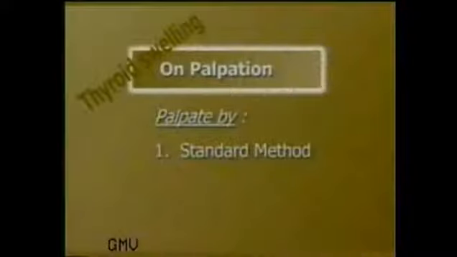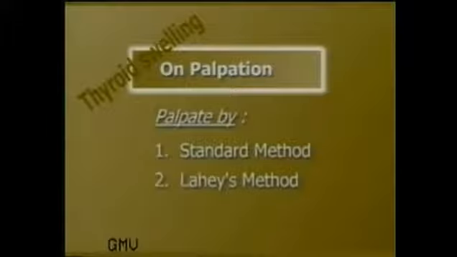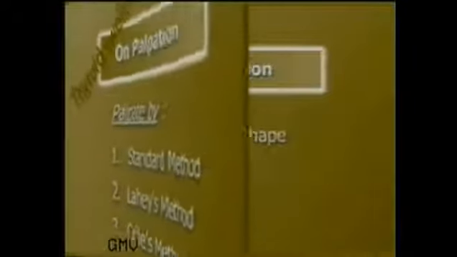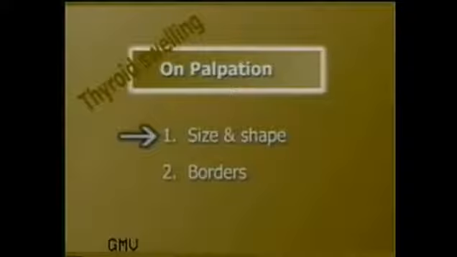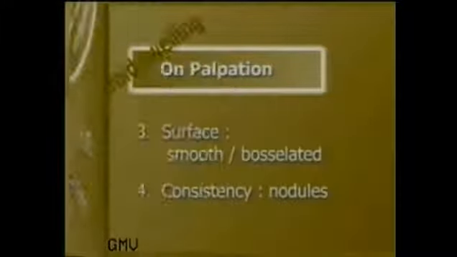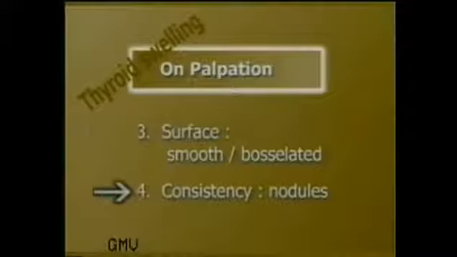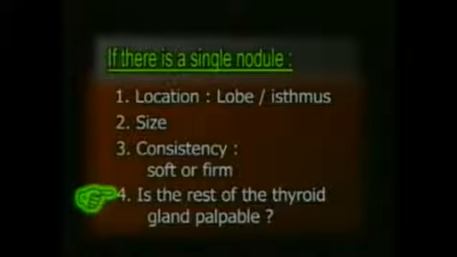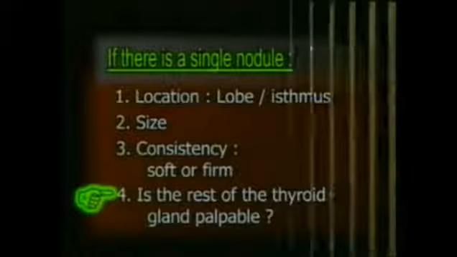To revise, we palpate by the standard method, Lahaye's method and Kreil's method. Note on palpation the exact size and shape of the swelling and identify its borders. In particular, palpate the tracheal rings in the suprasternal notch to identify a retrosternal extension if any. Then note the surface and the consistency of the swelling, and palpate carefully by Lahaye's method and Kreil's method for small nodules within the gland. In case of a single nodule, note whether the rest of the gland is palpable.